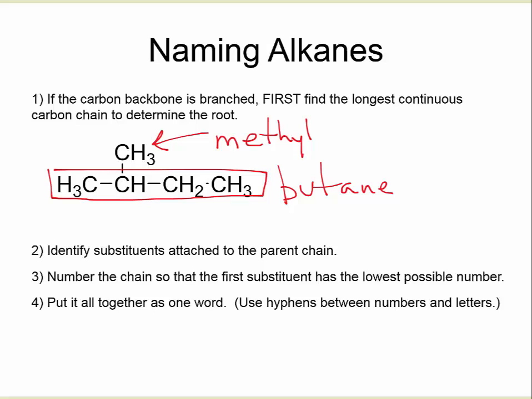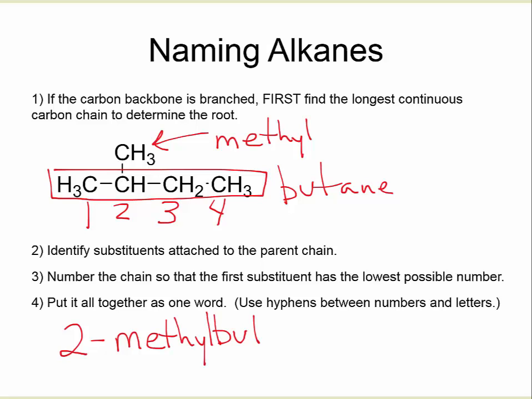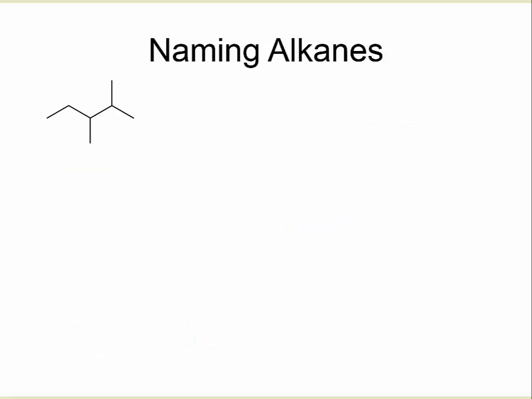To do that, we number the chain so that the lowest possible number is assigned to the carbon that has the substituent. So we number left to right in this particular example, and that means that we are going to have a methyl group at position 2. To put that all together as one word, we'll say 2-methylbutane. Notice that there are no spaces within the word and that there is a hyphen between the number and the letter.